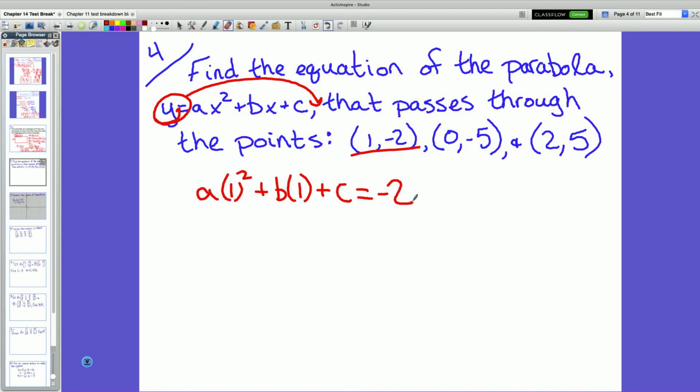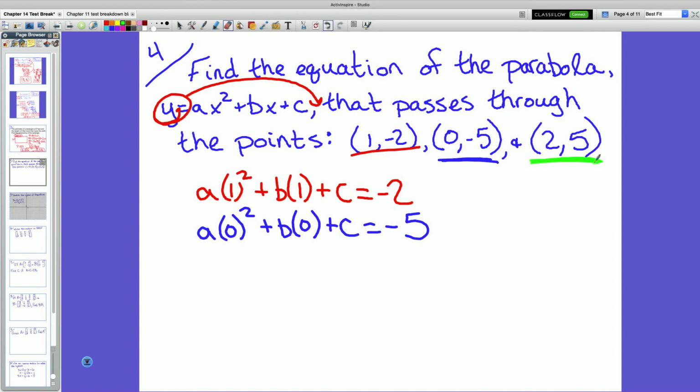Then I'm going to plug in the next one. So I'd have a times 0 squared plus b times 0 plus c equals negative 5. And then I'm going to plug in this last one here. So a times 2 squared plus b times 2 plus c has to equal 5. Okay, I'm going to simplify these a little bit.